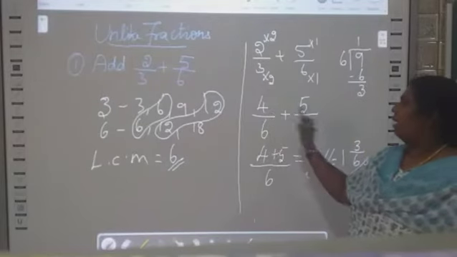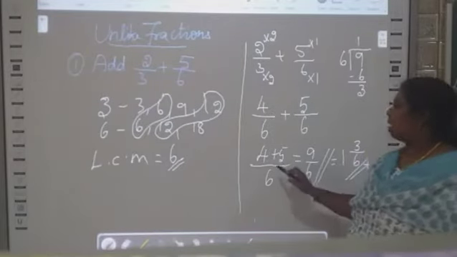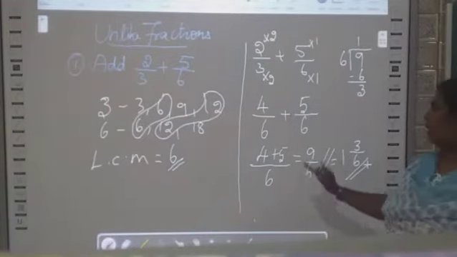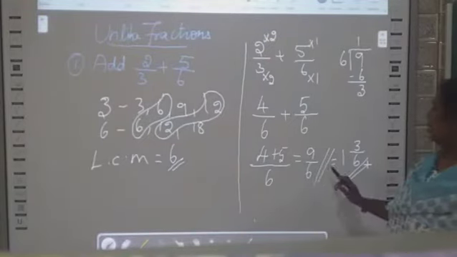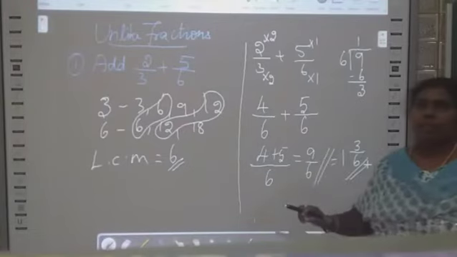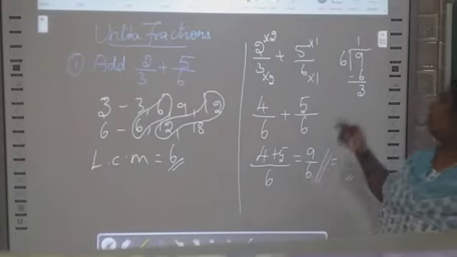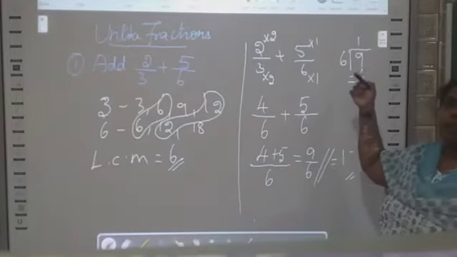Here now we are adding numerator values. 4 plus 5 divided by 6. 4 plus 5 how much? 9. 9 divided by 6. Actually this is an improper fraction, isn't it? Then you have to convert it to a mixed fraction. Mixed fraction you know how to convert. We have to divide that value.